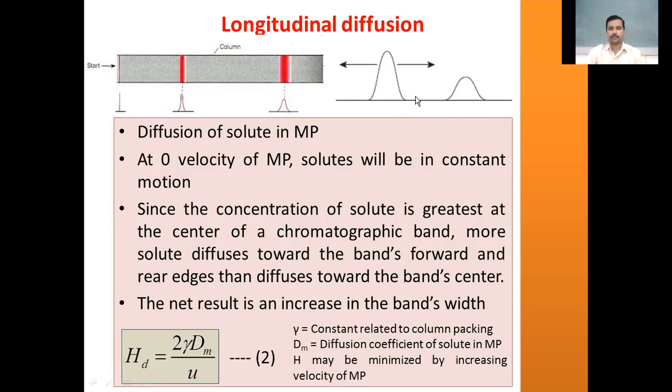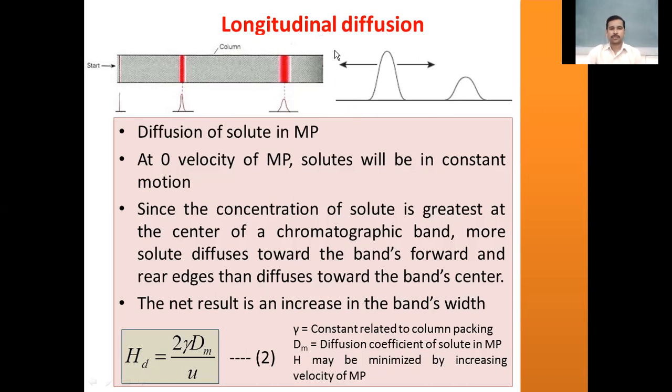This profile indicates that at the beginning of the elution process, once the sample is introduced at the head of the chromatographic column, a narrow band is seen. As the band moves along the column, its width increases, and that is due to longitudinal diffusion. This longitudinal diffusion results in an increase in the bandwidth, and this bandwidth will also affect the column efficiency in the chromatographic separation process.